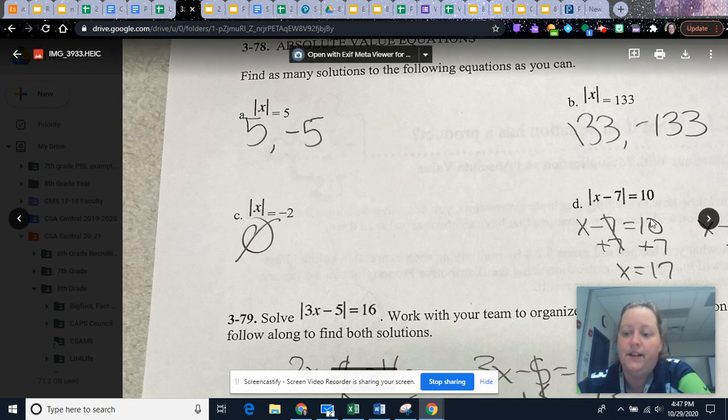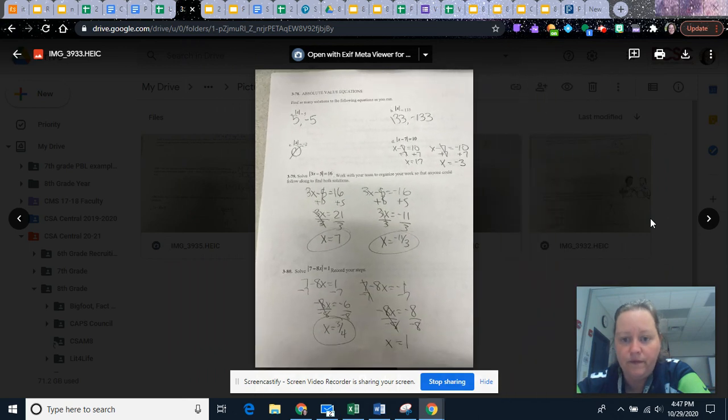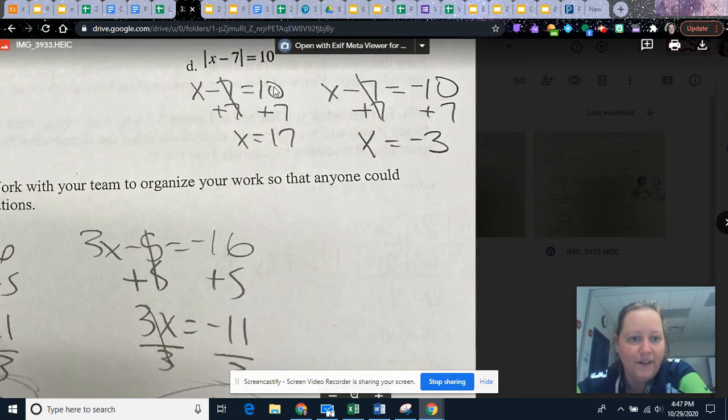And then over here, what you can do is think about what's on the inside. After you do what's on the inside, when you take the absolute value of it, it needs to be a positive 10. So if you take away the absolute value symbols and just solve the equation, x minus 7 equals 10, you would get x equals 17.